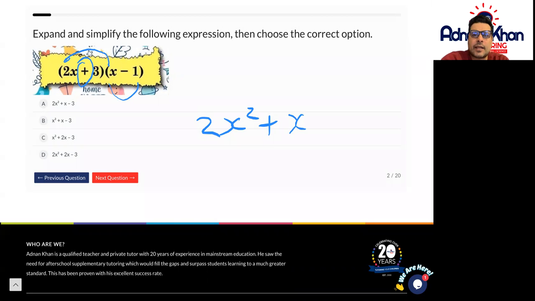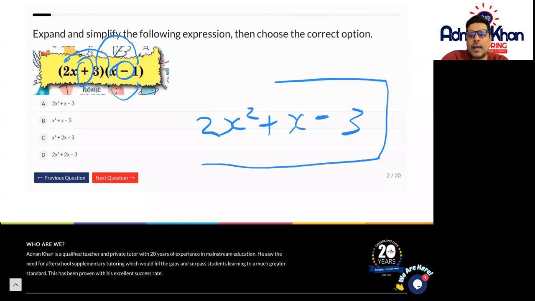And then the third thing, the third level, we're just going to multiply 3 by 1, and that gives us 3. But don't forget the minus sign here first, and we just put the 3 down there. So this is how we actually expand and simplify this particular expression.